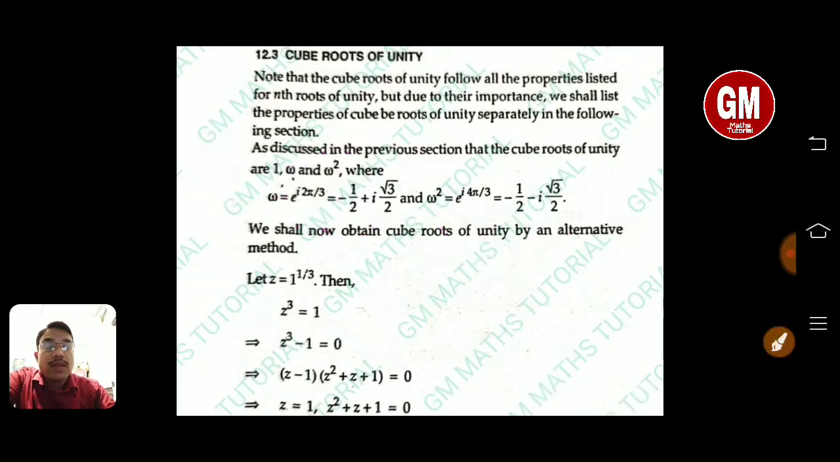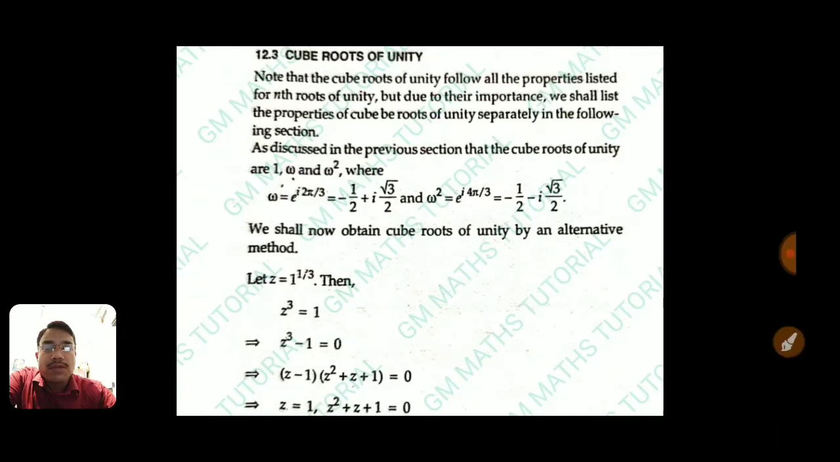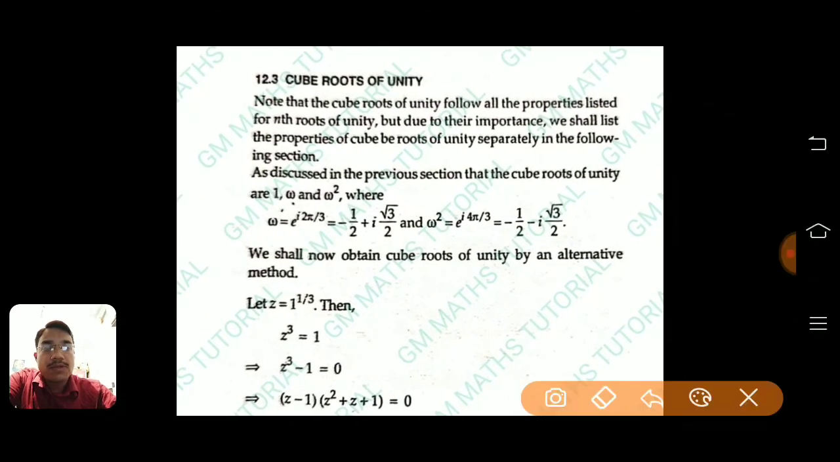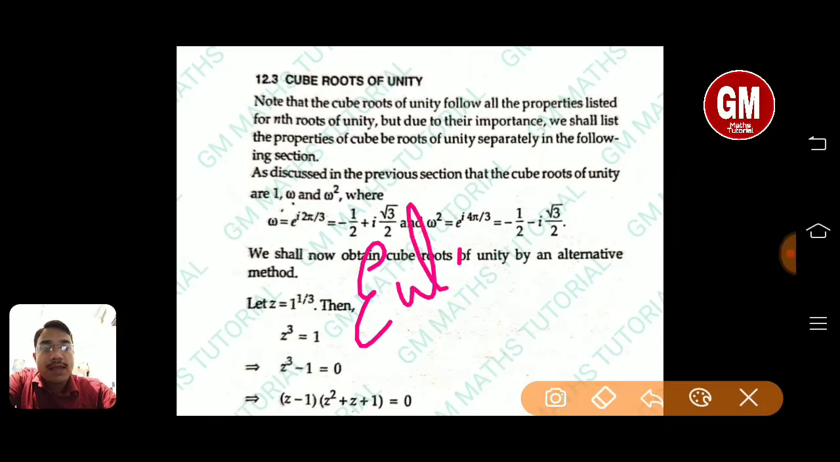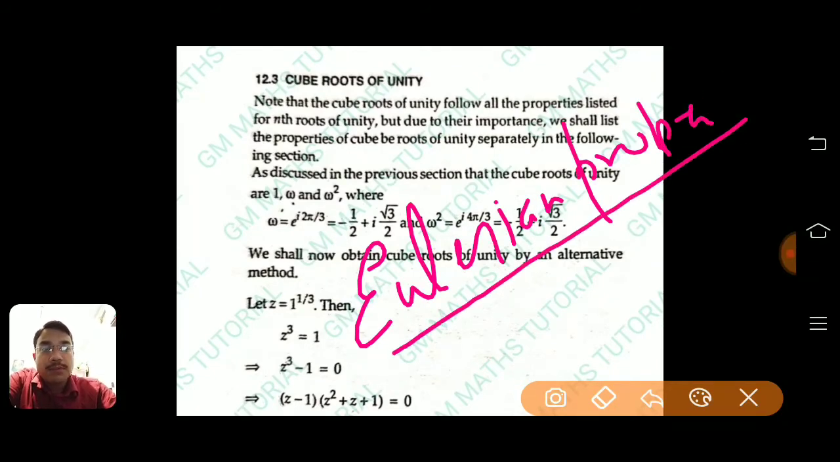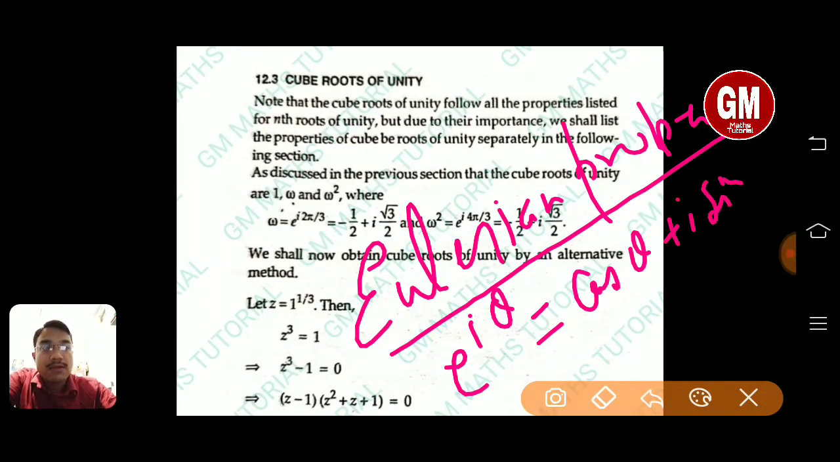So in the last lecture I discussed some property, as we can say, the Eulerian property. What is the name of that property? Eulerian property. What is the Eulerian property? If we consider e to the power i theta, it can be written as cos theta plus i sin theta.